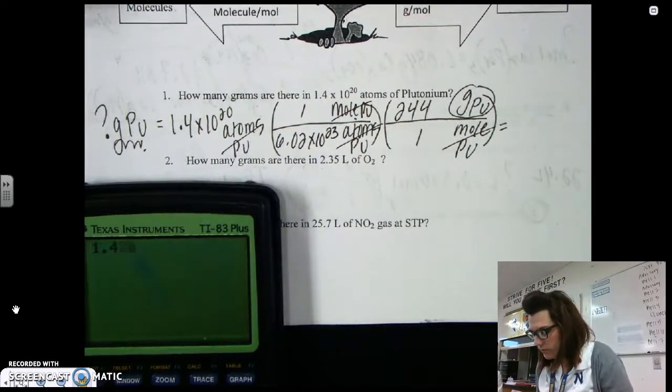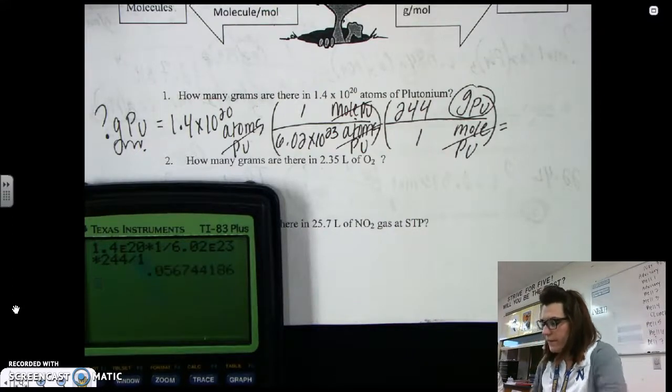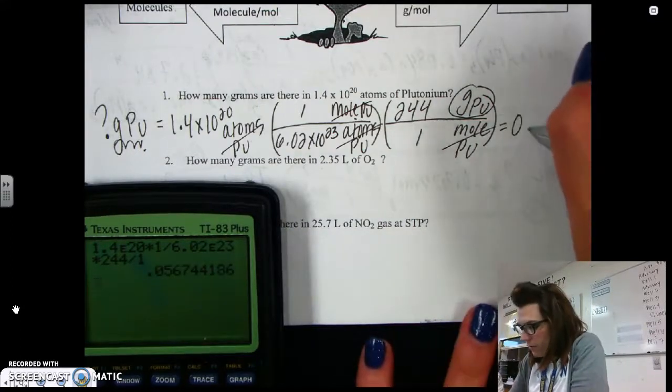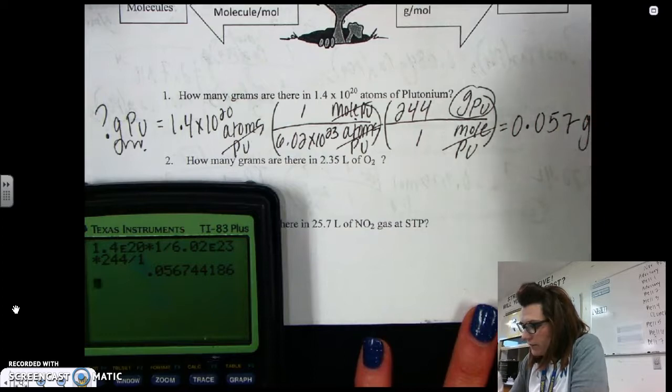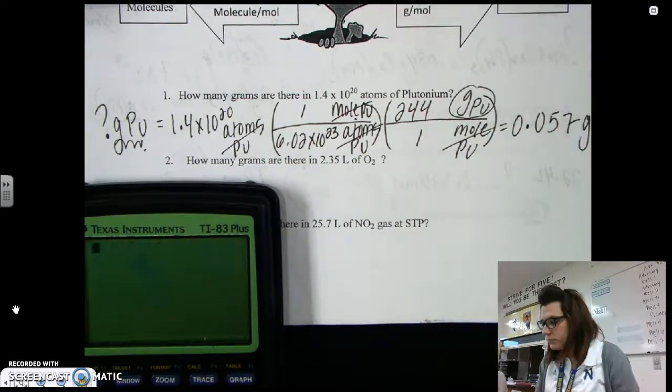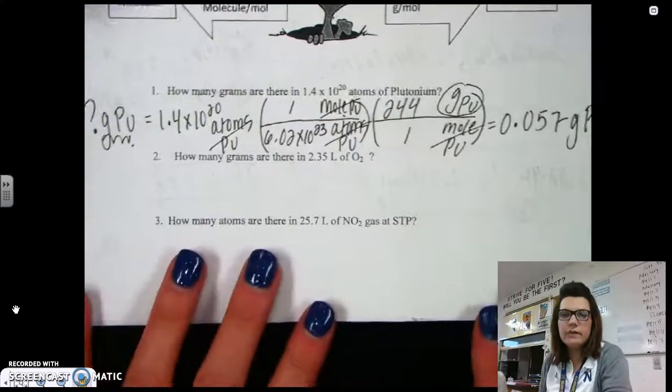1.4 E20 times 1, which is just itself, divided by 6.02 to the 23rd times 244 divided by 1, and I get 0.057 grams of plutonium, watching sig figs, I just need 2.